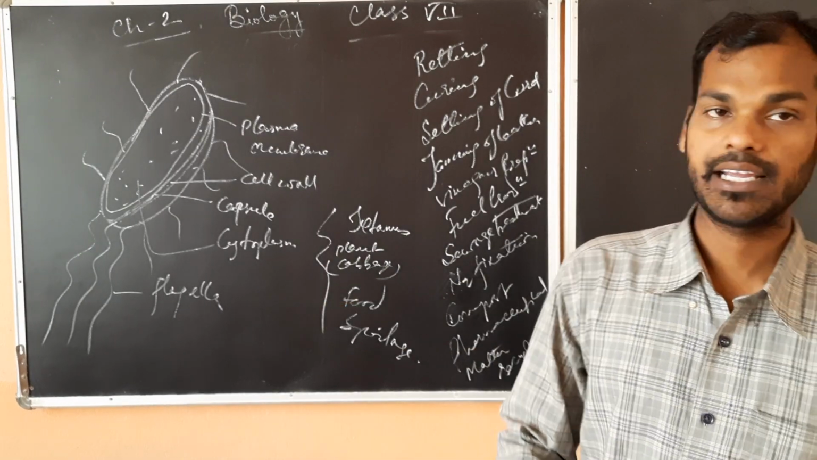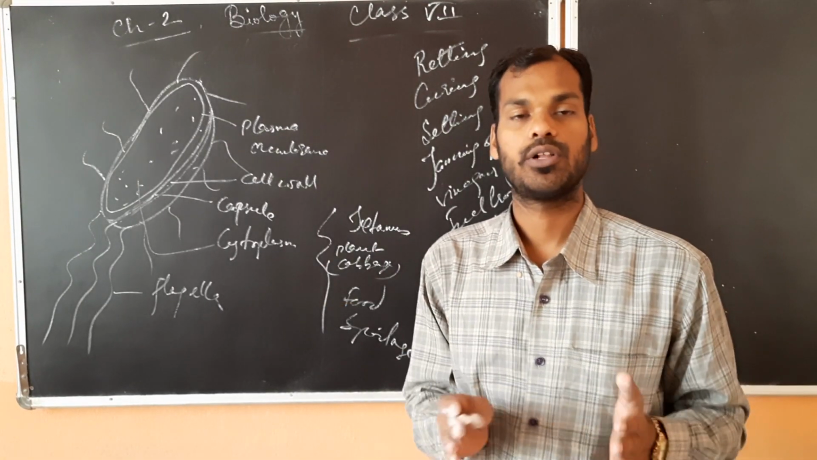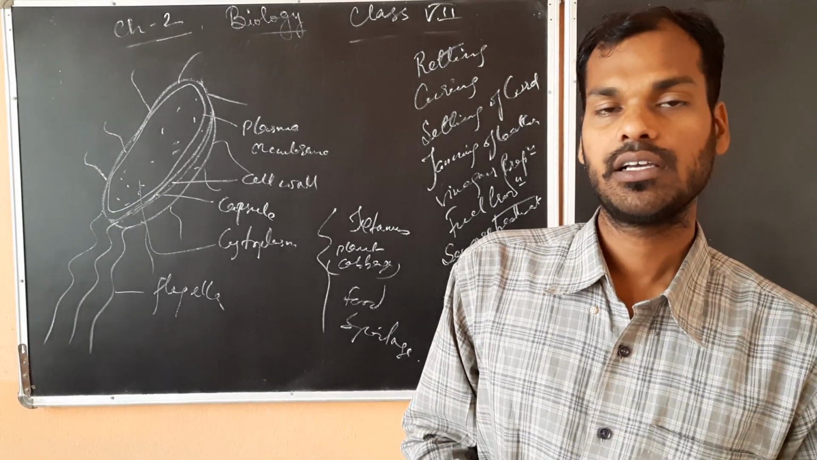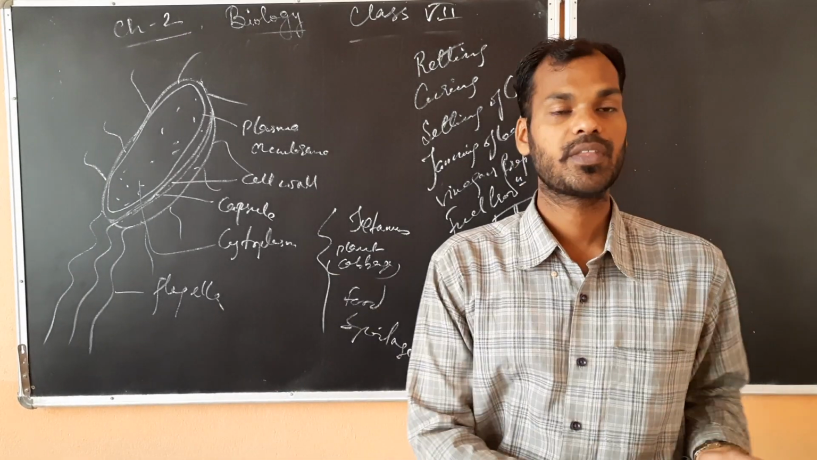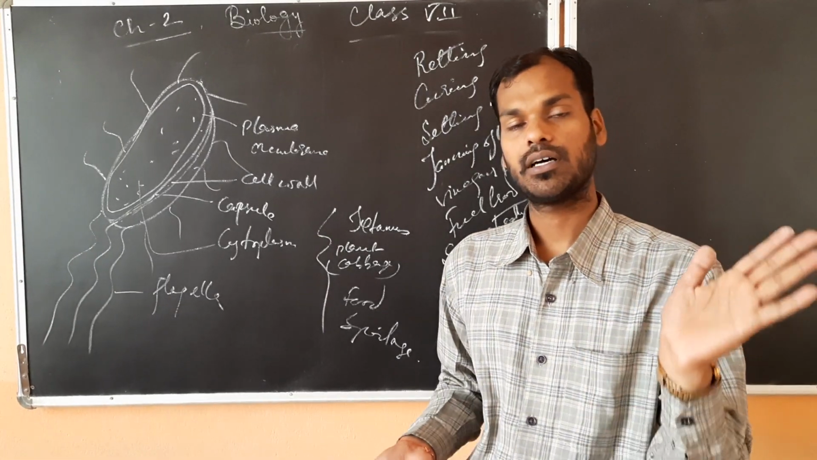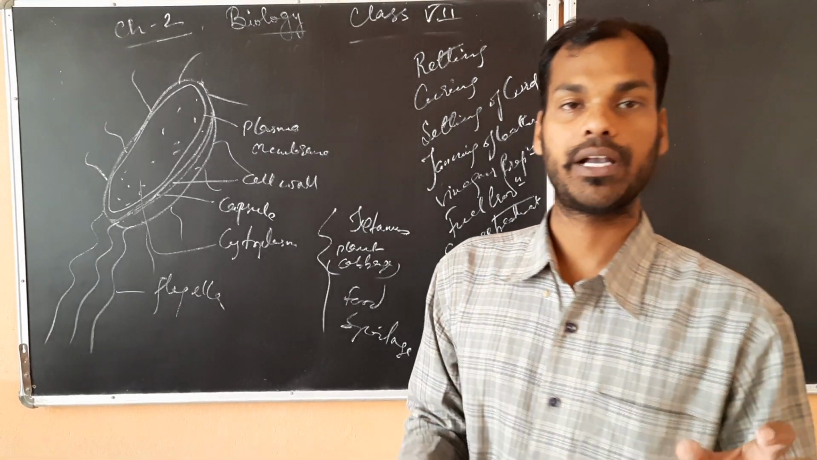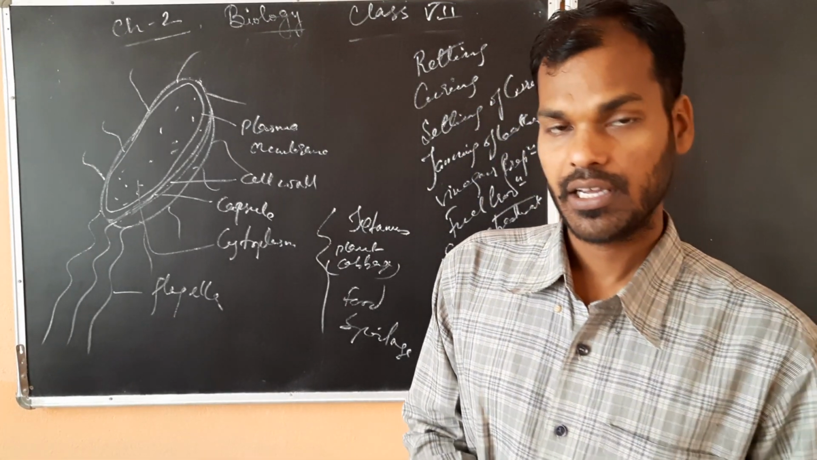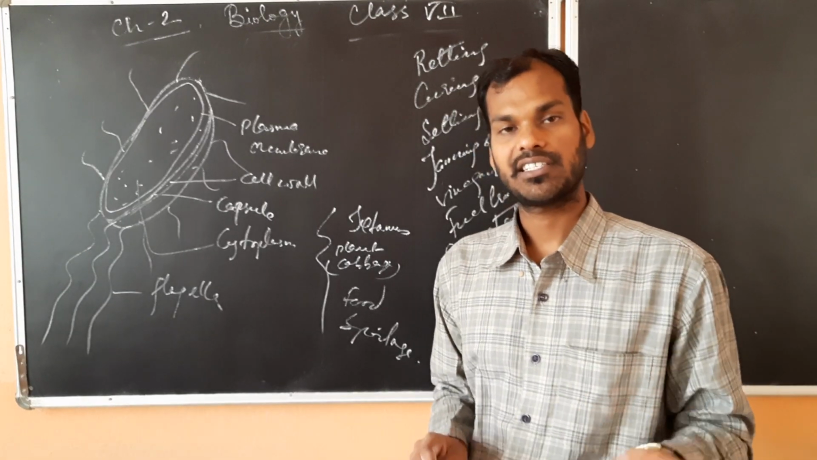Then it has cytoplasm, where all the different organelles, if present, will be dissolved in the cytoplasm. Then you have flagella, whose work is only to help the bacteria in movement. If flagella are present, they are few in number, and if cilia are there, they are more in number.